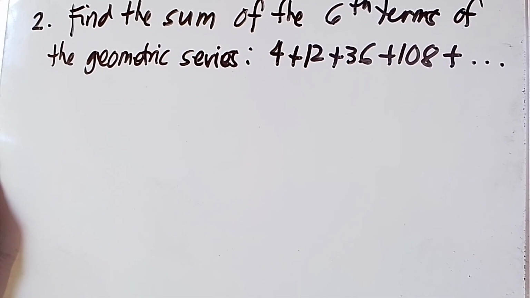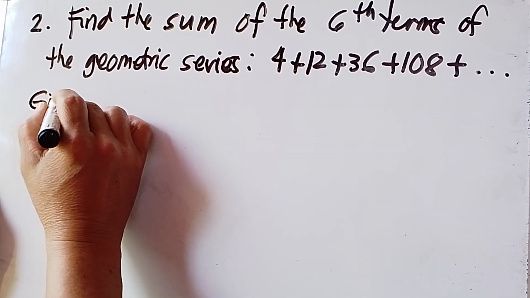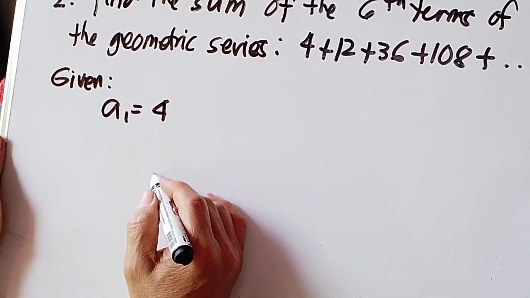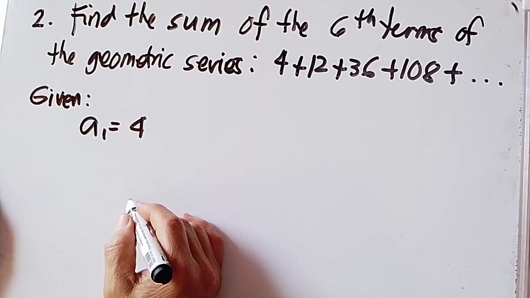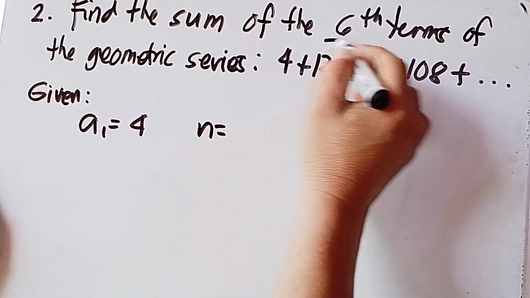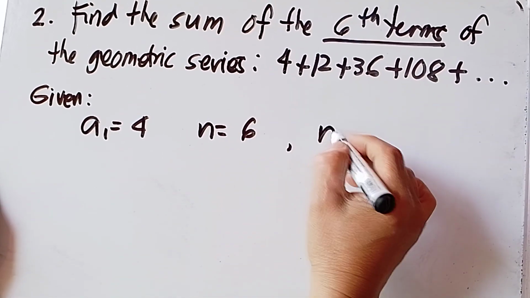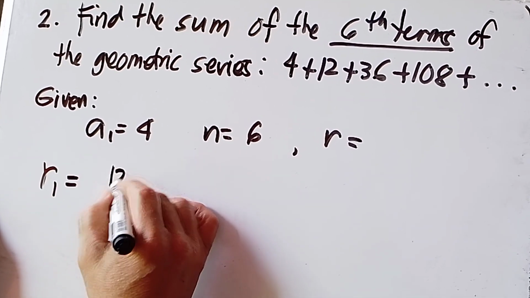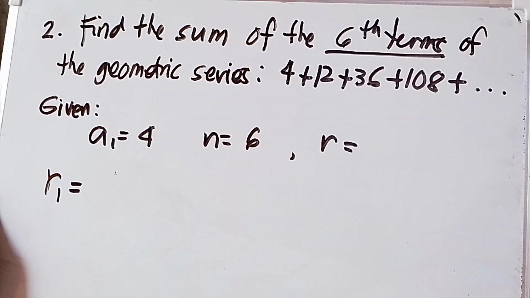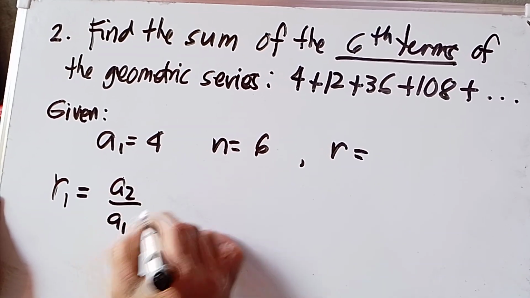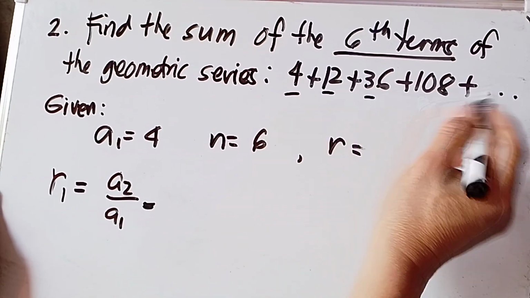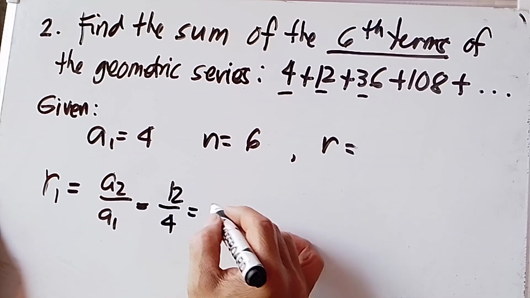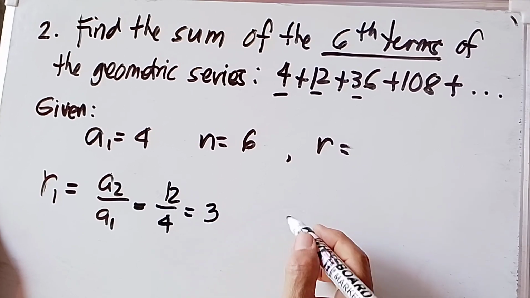So for number 2, we have to get our given. Of course A1 will be 4. And then what else? N equals 6. Then we need to get our common ratio. The formula is A2 over A1. This is A1, A2, A3, A4, and so on. So this will be 12 over 4. So my common ratio is positive 3.